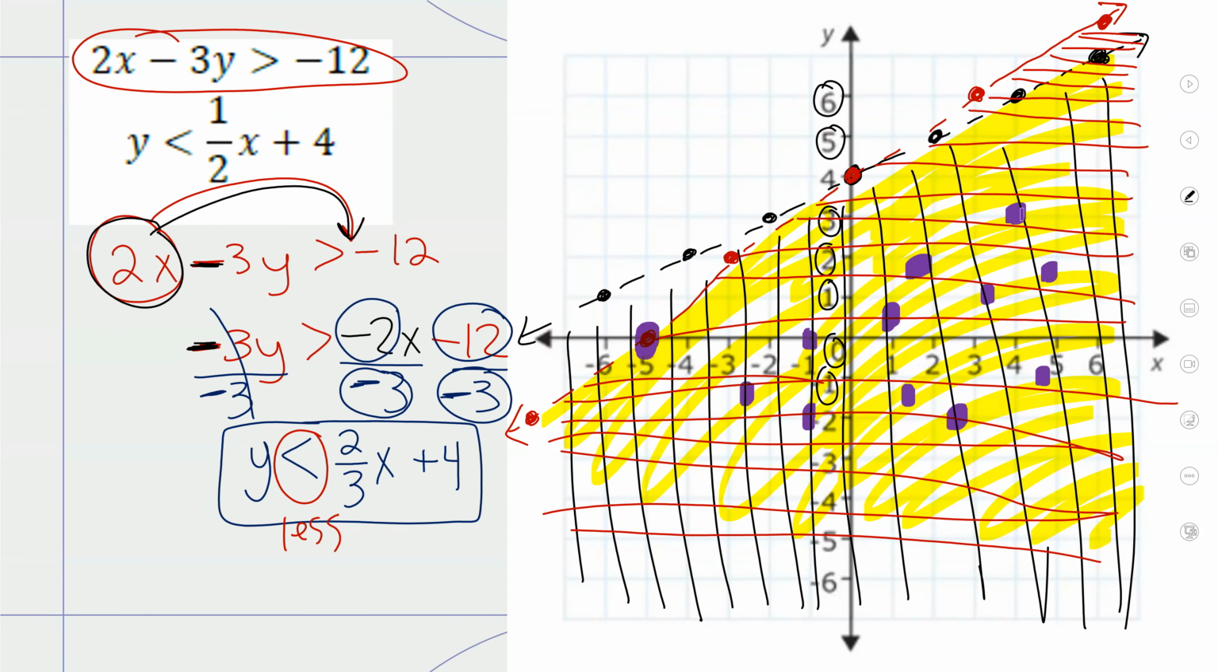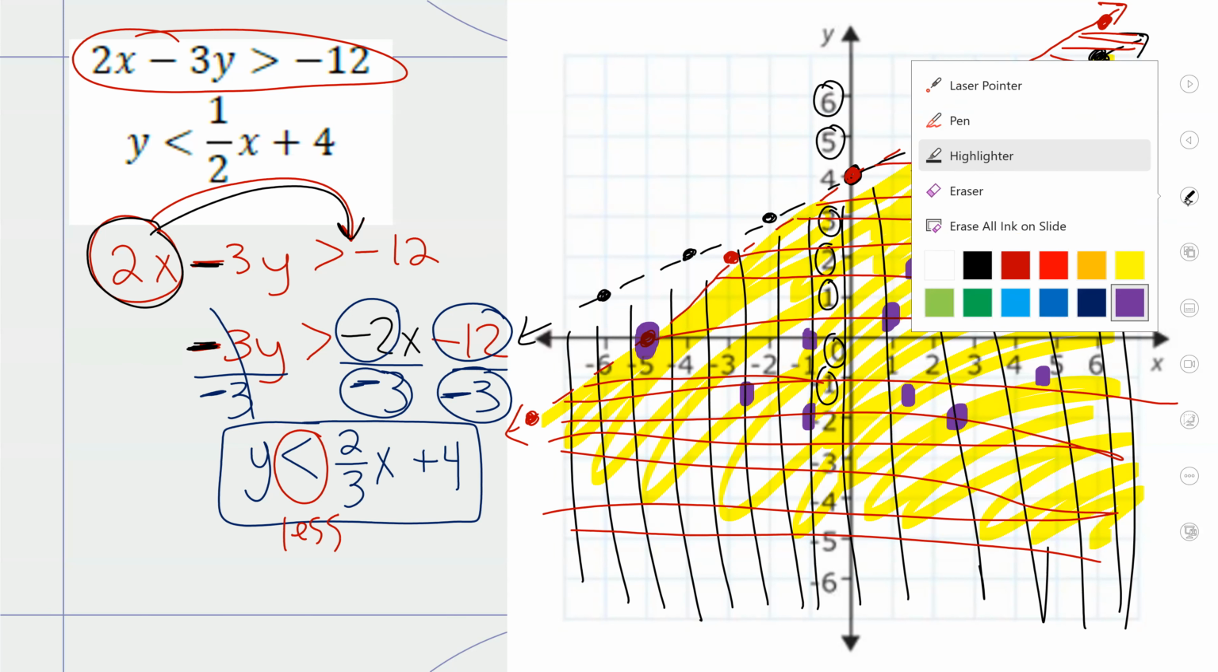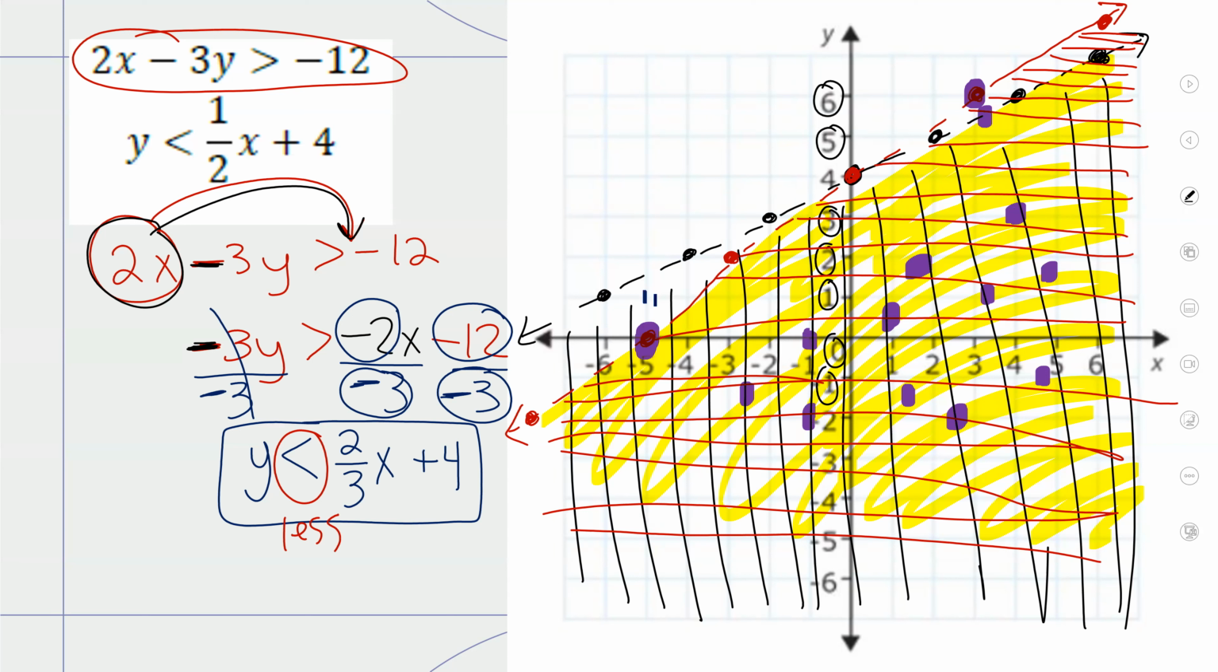Okay? This is not a solution because it's on the dashed line and it's not in the double shaded area. This is not a solution because it's on a dashed line. And this point here, that's not a solution because it's not in the double shaded part. That part's not highlighted twice. Okay, so that's how you do that.